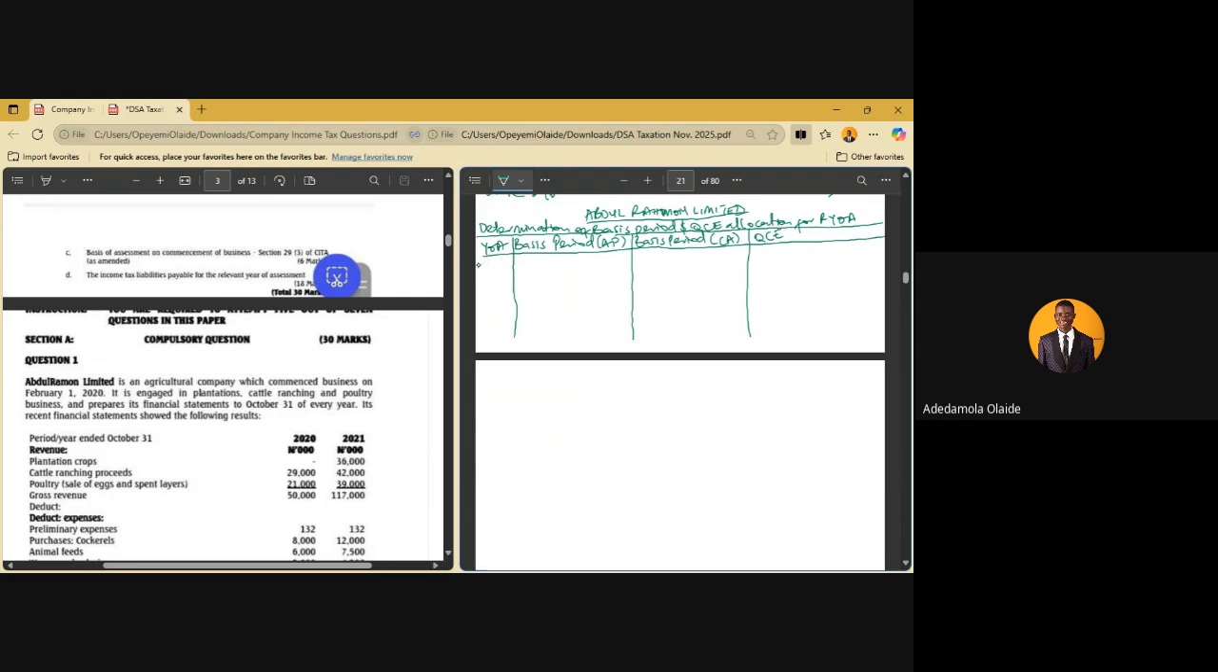If the business commenced operation on 1st February 2020 and they make their first account to 2020, 2020 is under the new law. So the first year of assessment will be 2021. The rule of commencement is the first year of assessment is the year succeeding the year of first account, and the basis period will be from 1 February 2020, which is date of commencement, to 31/10/2020, which is the end of the first account.